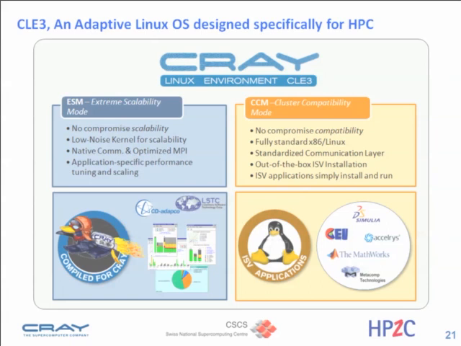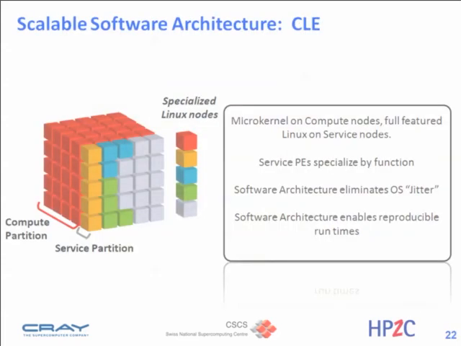This is not what I suggest you do. I don't even know whether CSCS has users on this part. What I want you to focus on is what is called extreme scalability mode. So the idea is to have a very low noise, lightweight kernel on the compute node that can allow your application to scale without interference from the operating system as much as possible.